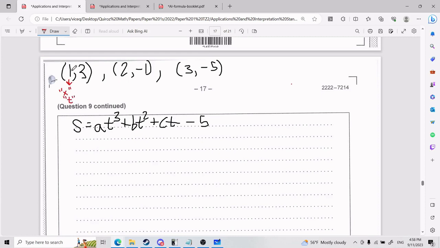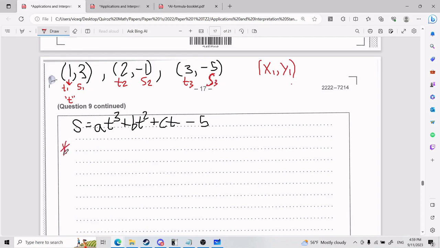So actually, this 1 right there is going to be t1, and this 3 is going to be s1. This is no different than when I say x1, y1. It's just a set of points. So t1 is going to be 1, 3 is going to be s1, t2, s2, t3, s3. If you're confused, just follow the process. It's going to make sense in a second. So I'm going to go ahead and plug in these points into this equation here.